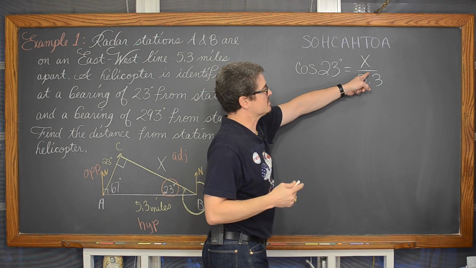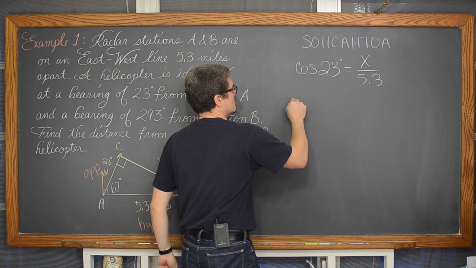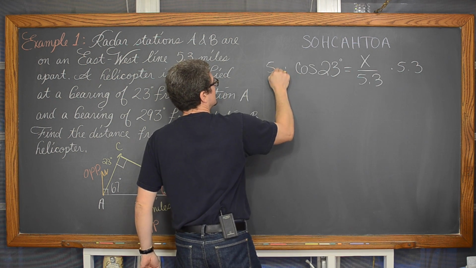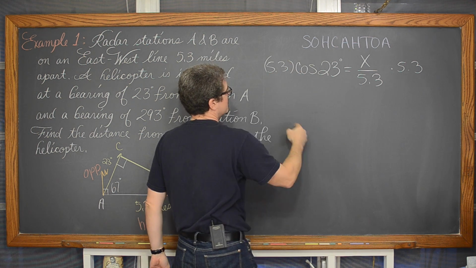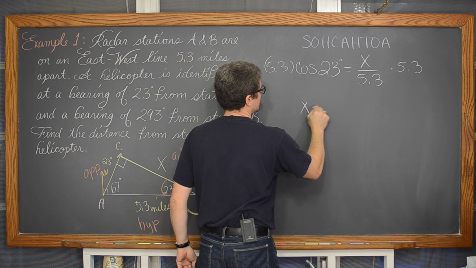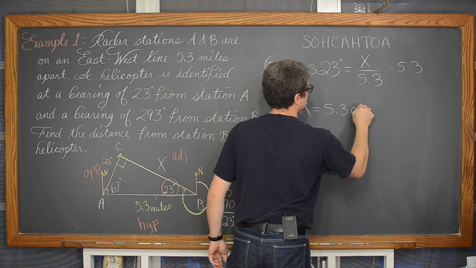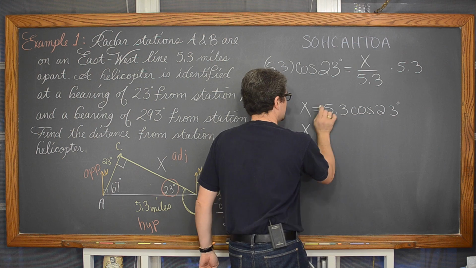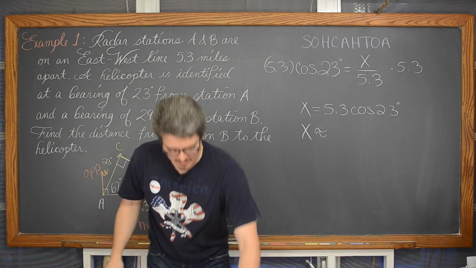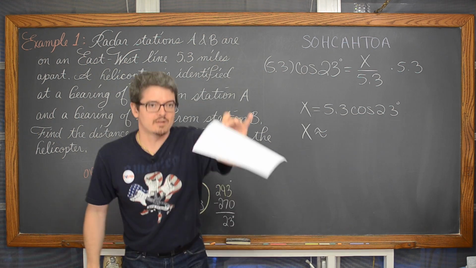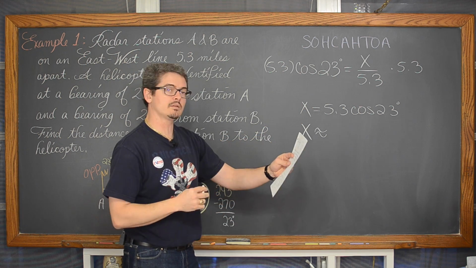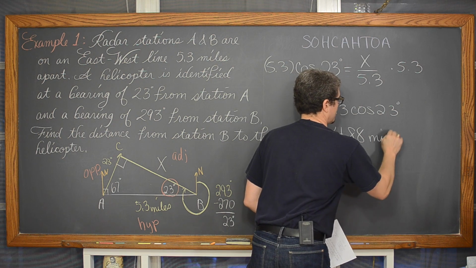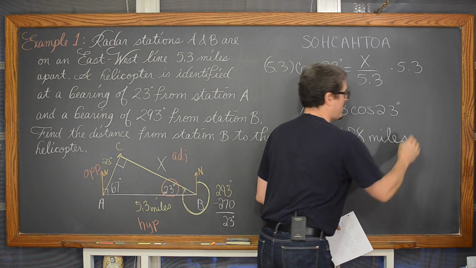And of course, we want to just undo this division by 5.3, so we're going to multiply both sides by 5.3. And when we do that, we get that x is 5.3 times the cosine of 23 degrees, and x is approximately equal to, voila, hopefully I got this typed into the calculator correctly. I did check my work, and it's approximately 4.8 miles. And that is the end of my first example.